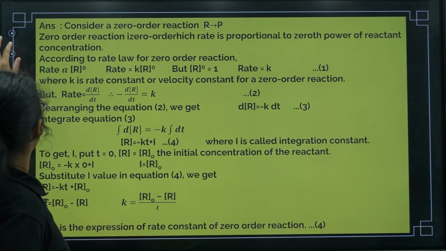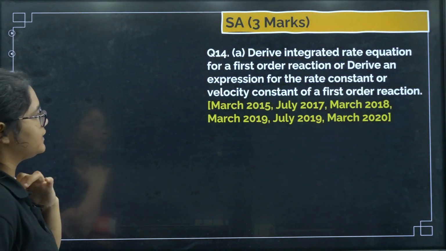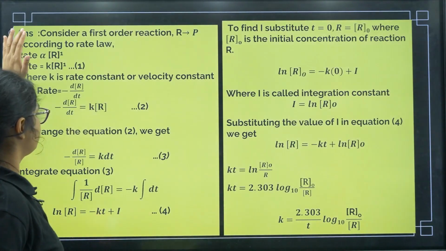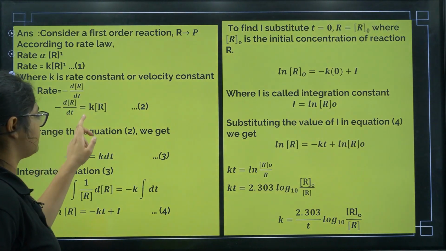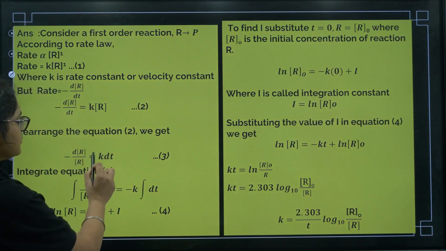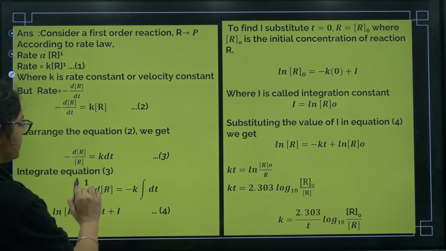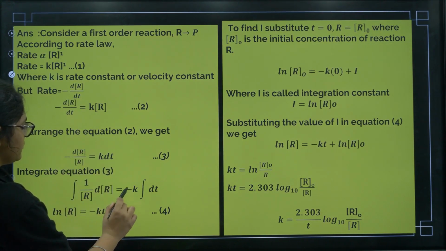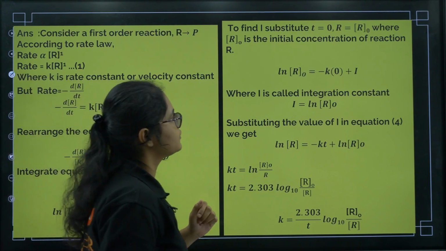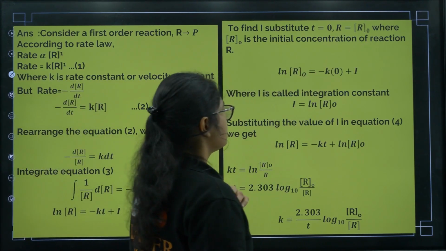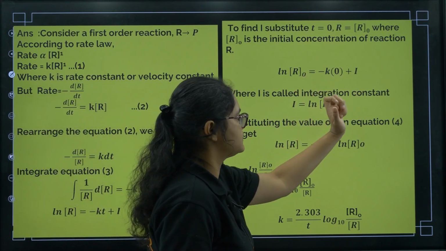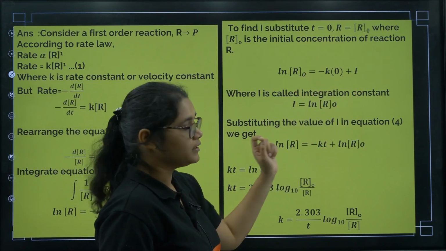Next we have the integrated equation for first order. Similarly, we have to do it. First you can see minus dR by dt is equal to kR, and minus dR by R is equal to k dt. Now if I integrate this, I will get ln R is equal to minus kt plus I. Then you calculate at t equal to 0 and R is equal to R naught, the initial concentration. You will get ln R naught is equal to minus k into 0 plus I. The I value you can find out here.